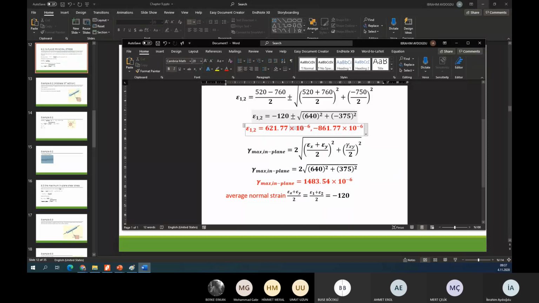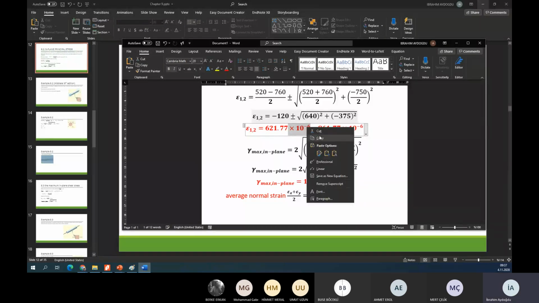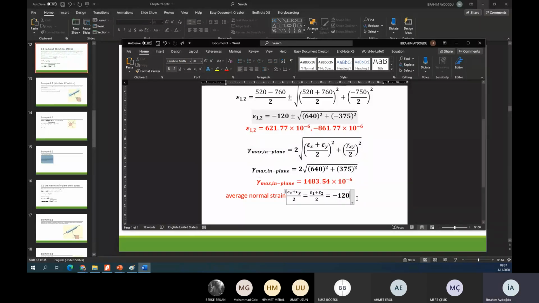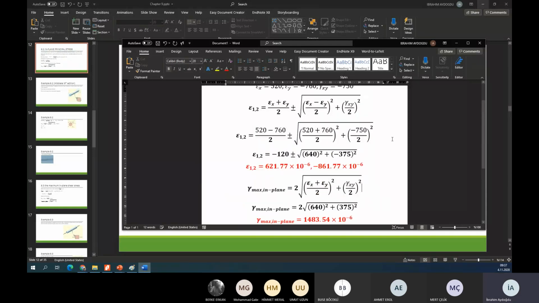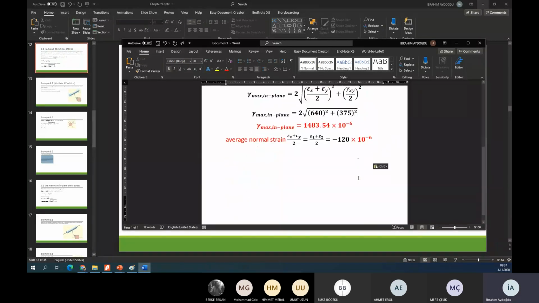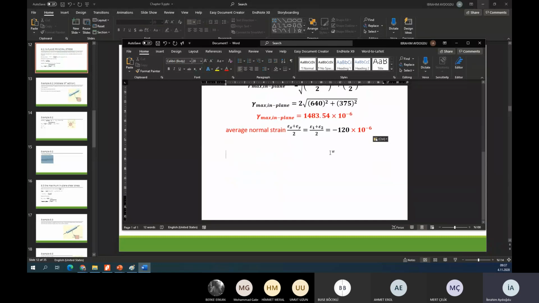Does anyone want to ask a question for this example? It is very straightforward, isn't it? Okay. This is the first option, the equation option. Now I want to solve this example by using the Mohr's circle theory, the Mohr's circle strategy. Give me 5 seconds to prepare my whiteboard for drawing Mohr's circle.